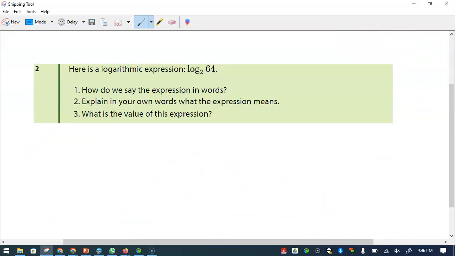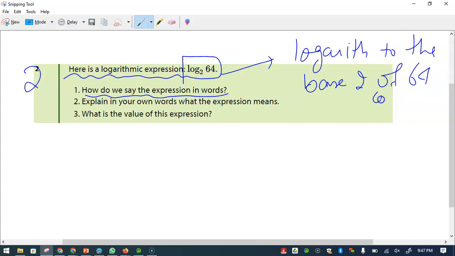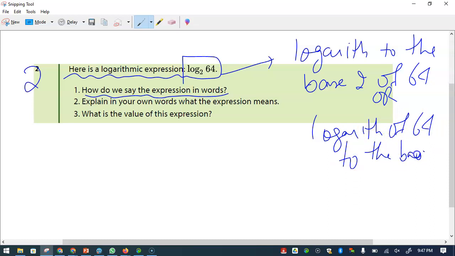So this is the second question. Here is the logarithm expression. So they did give us this, right? The question: how do you say this expression? The different way you can say logarithm to the base 2 of 64, you could also say logarithm of 64 to the base 2. So the main reference is the 2. Okay, that's how. Explain in your own words what the expression means.